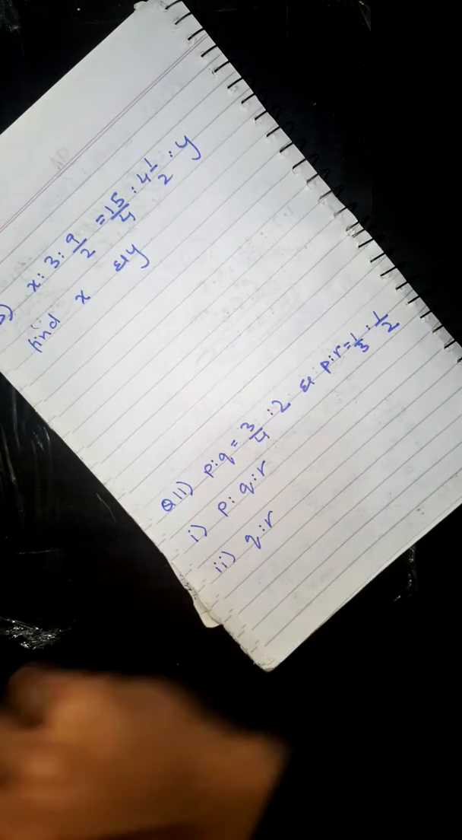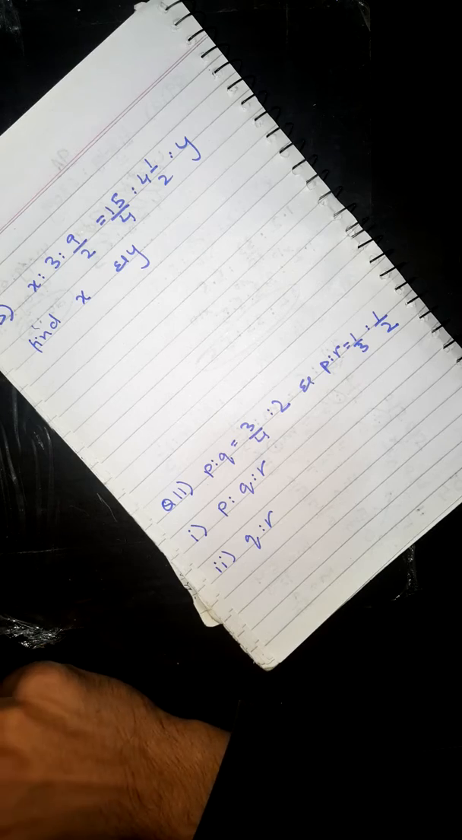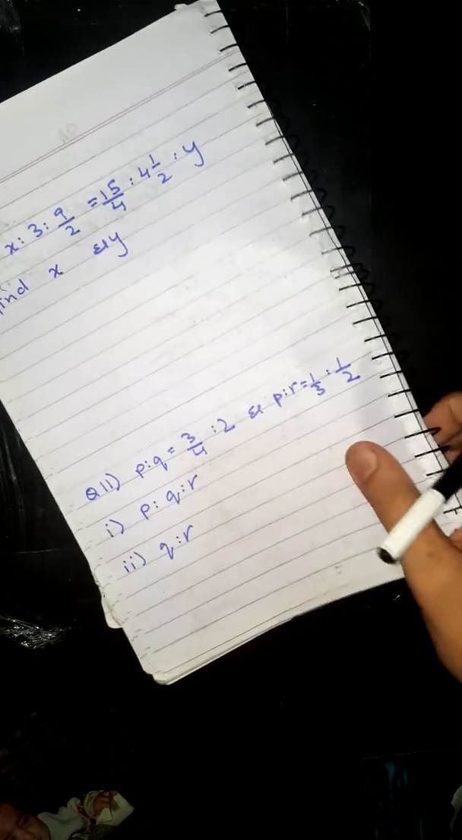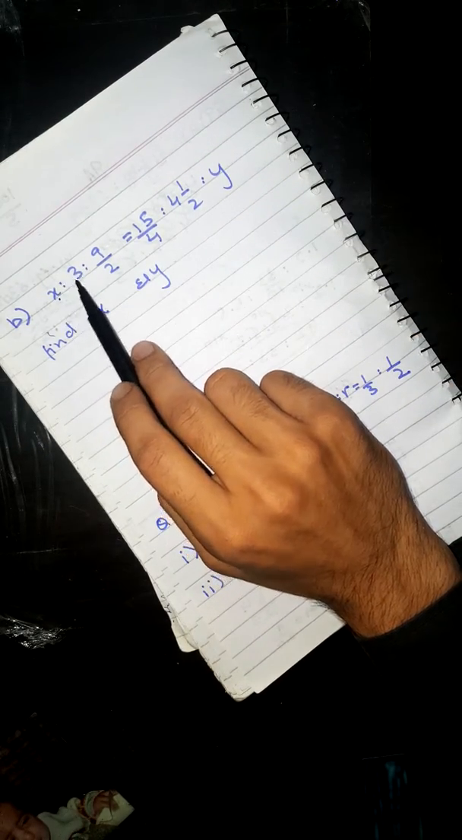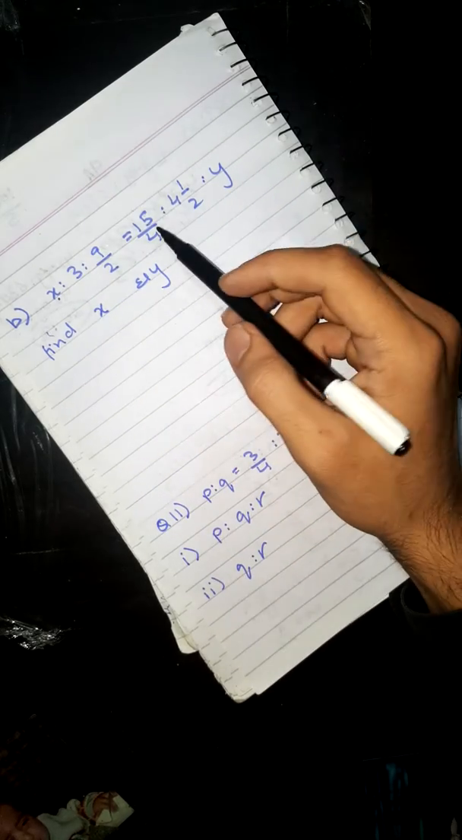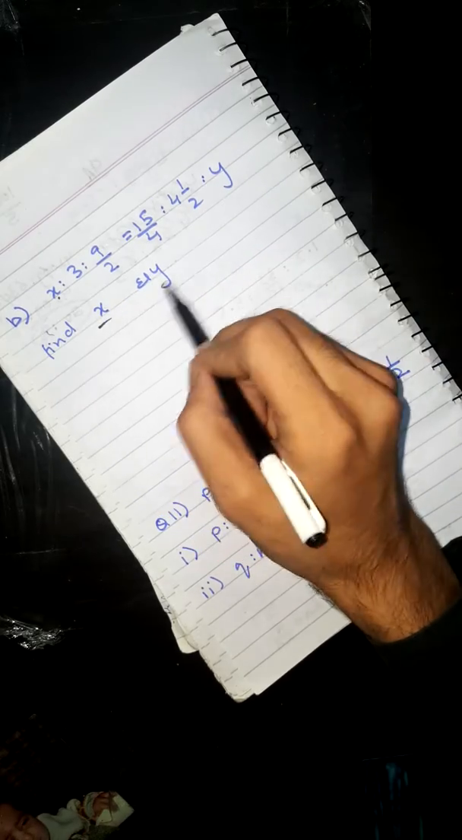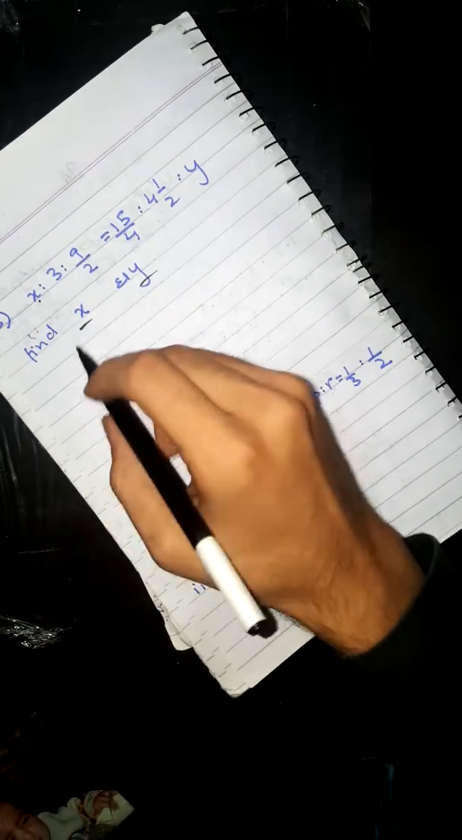Next we have the B part. B part says that x ratio 3. This question is long, it won't fit here. I'll move on to the next page. We'll just have a look at the question. It says x ratio 3 ratio 9 by 2 is equal to 15 by 4 ratio 4 whole 1 by 2 ratio y. We have to find x and y. I'll continue here, then we'll move to the next page.